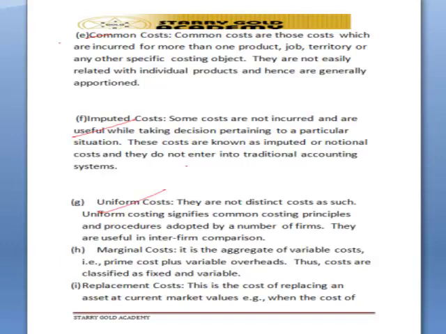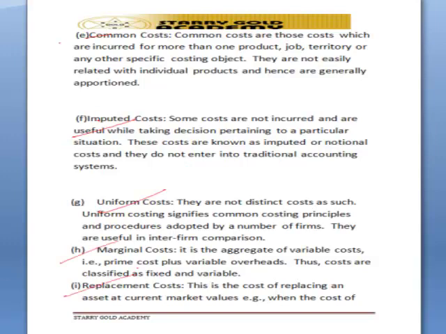Costs are classified in marginal costing techniques as fixed and variable cost. Those are the two ways we classify cost. So we will be valuing the inventory based on what we call variable cost or marginal cost.